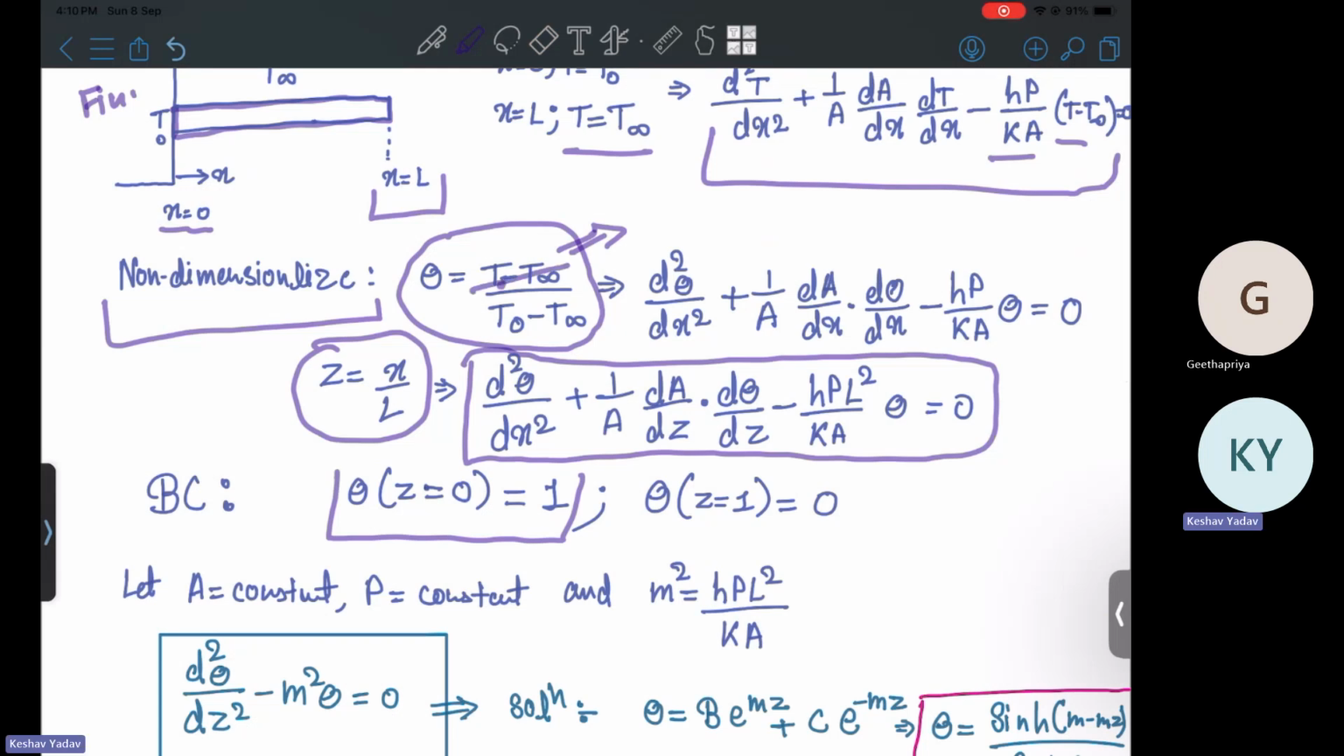So this will be cancelled here and here it will be cancelled. So it will come as 1. So at z equal to 0, theta is 1. At z equal to 1, theta is equal to 0.